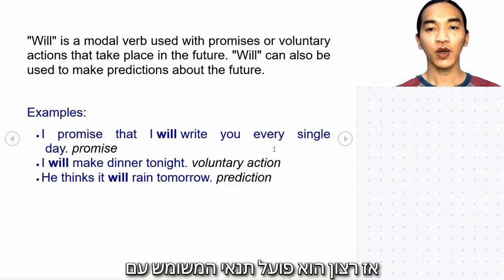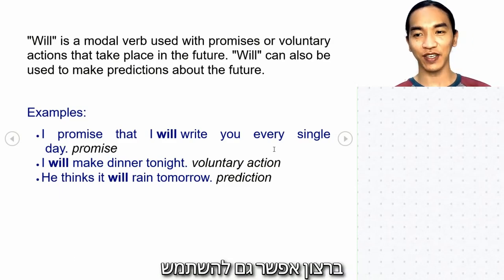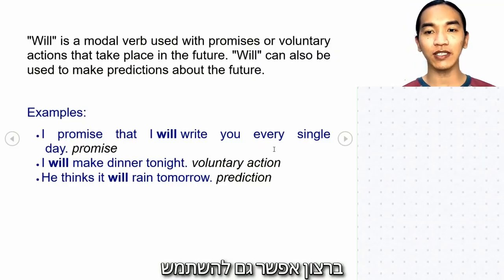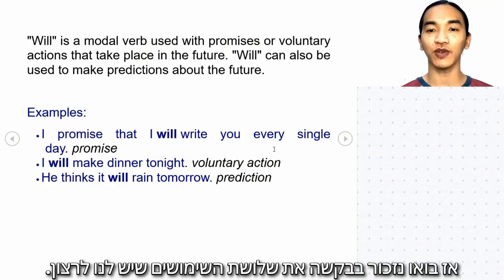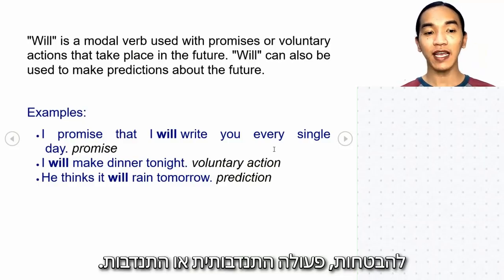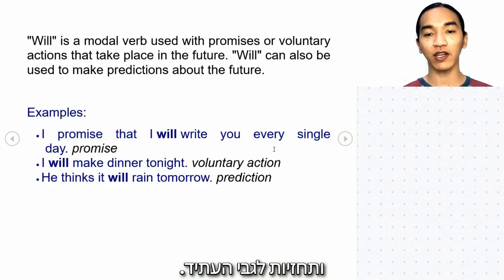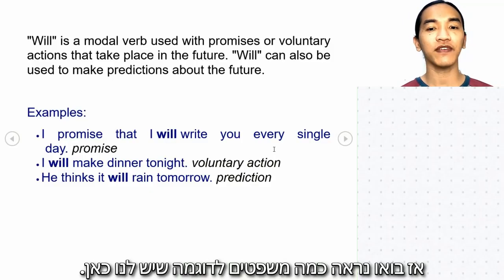So, will is a modal verb used with promises, voluntary actions that take place in the future. Will can also be used to make predictions about the future. So let's please remember those three usages that we have for will. We use it for promises, voluntary action or volunteer, and predictions about the future. So let's see some example sentences that we have here.